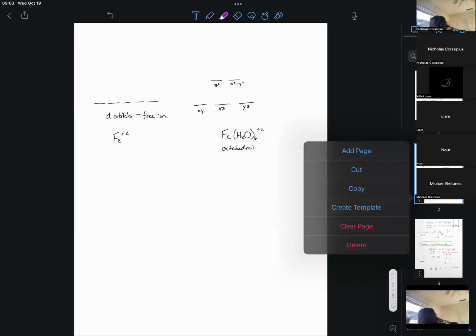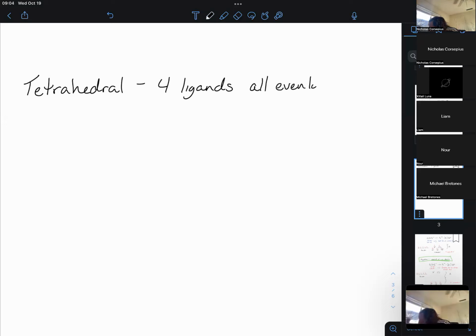So the first one we'll talk about are the tetrahedrals. This is where you have 4 ligands. And what's unique about a tetrahedral geometry is all those ligands are completely evenly spaced around that central ion. And we saw the layout on our constants page of what that's going to look like.